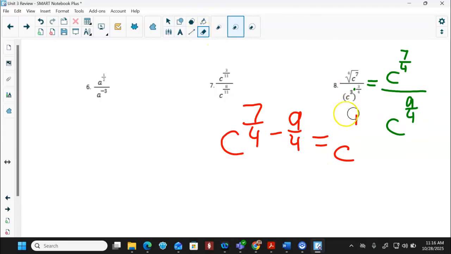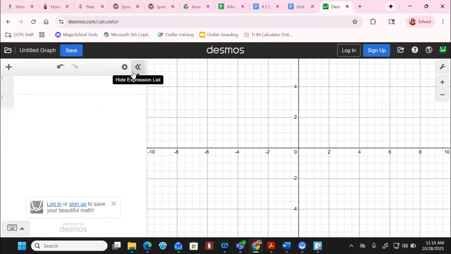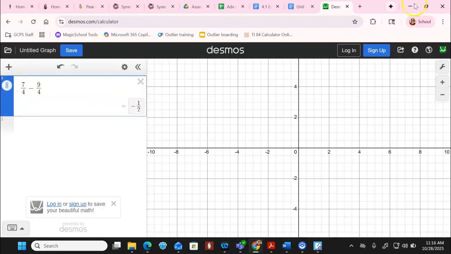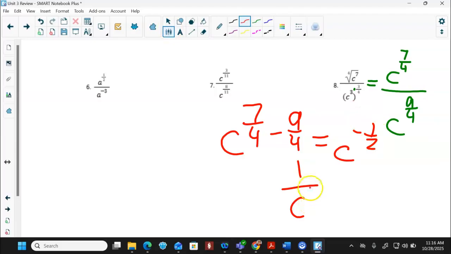So let me just make sure everybody understands. 7/4 minus 9/4 is going to be -1/2. Okay, that's how it simplifies. So -1/2, remember that a negative exponent leads to 1 over c to the 1/2, like this. Okay.